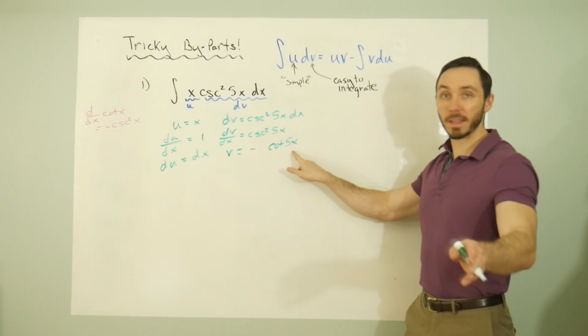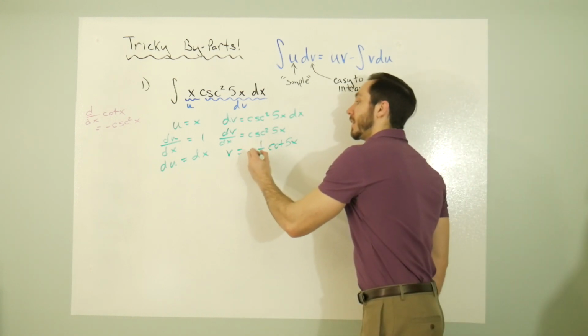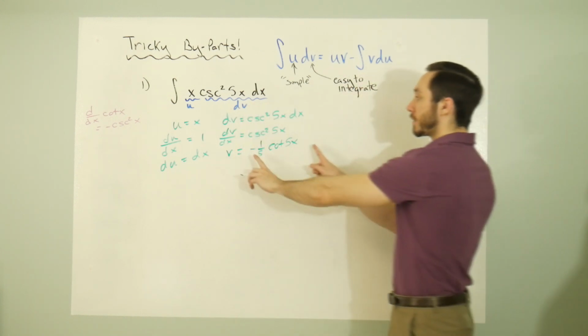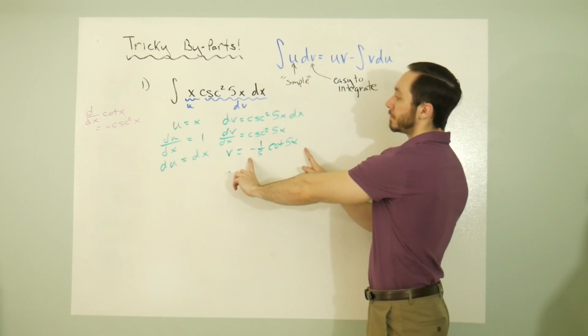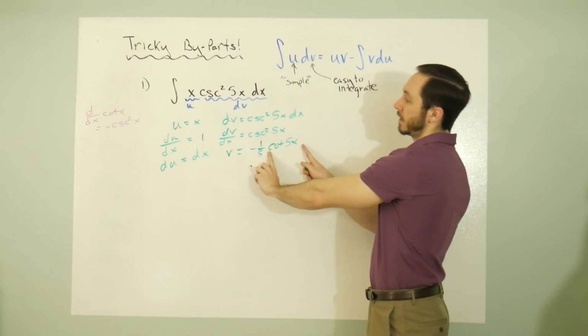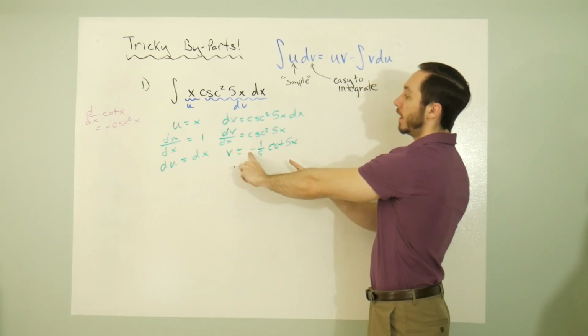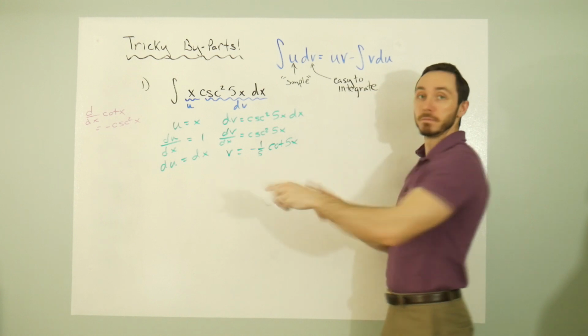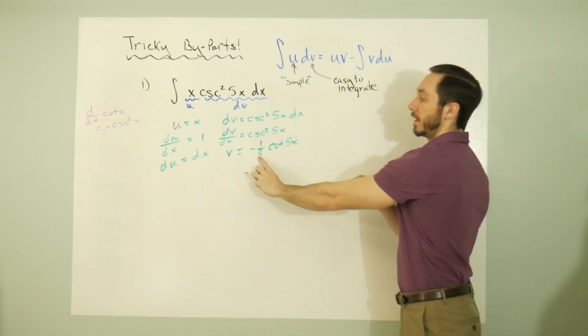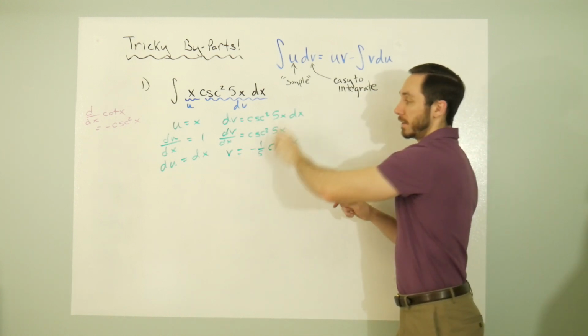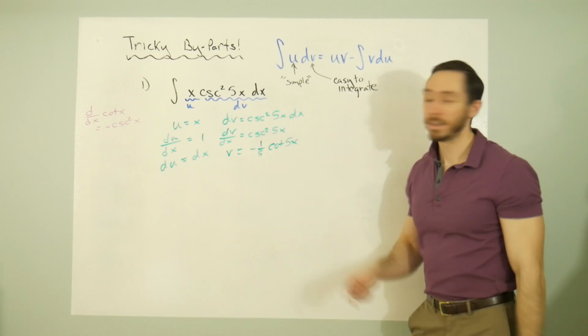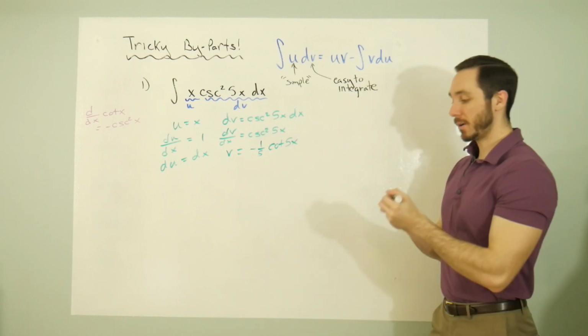So in order to get rid of that 5 up front, I'm going to make this a negative one fifth. If I take the derivative of this expression, the derivative of cotangent 5x is negative cosecant squared of 5x, so the negatives go away. Then, chain rule, multiply by 5, and the one fifth and the 5 cancel out. So now it's a match. This is my v.